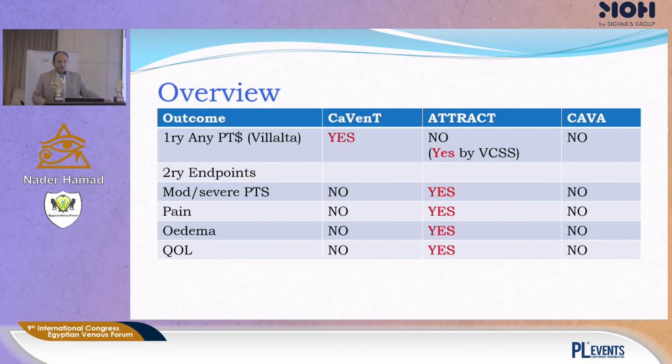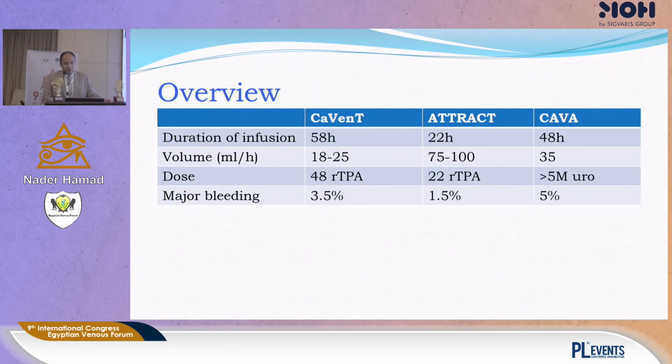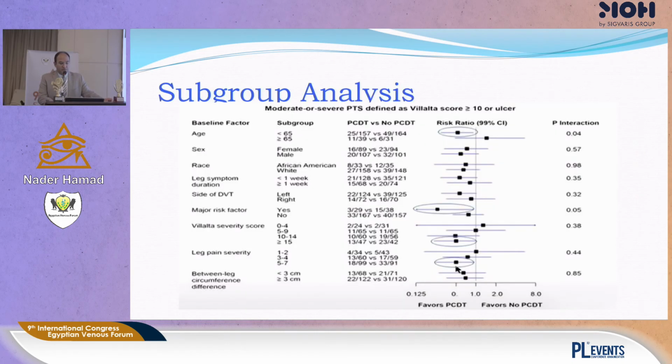So in general, the CAVENT trial was the only trial that achieved the primary outcome in the form of decreasing post-thrombotic syndrome incidence and the patency of the veins at follow-up, while the ATTRACT didn't show that, but showed it in the venous clinical severity score, and the CAVA didn't show that. And as the ATTRACT trial used pharmacomechanical thrombolysis, this reduced the duration of infusion, and the volume of material injected per hour was higher, and the total dose was less. The major bleeding was also less in the ATTRACT trial because of the shorter duration of lysis.